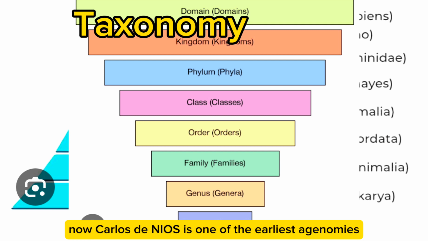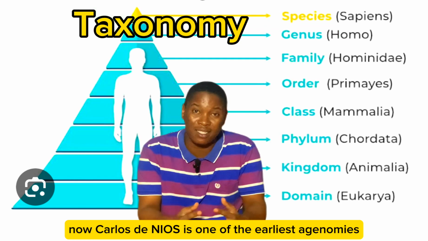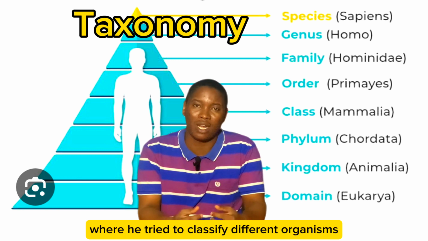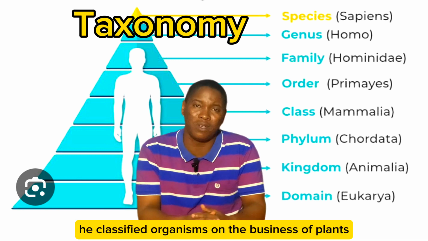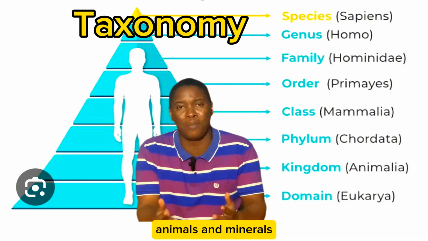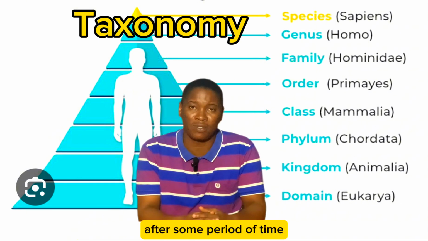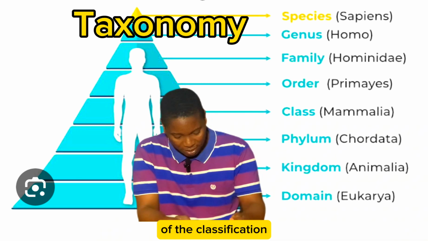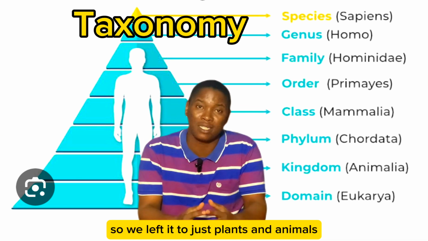Now, Carlos Linnaeus is one of the earliest taxonomists. He was the one that designed a method where he tried to classify different organisms. At the beginning, he classified organisms on the basis of plants, animals, and minerals. After some period of time, minerals was jettisoned and was no more part of the classification. So we left it to just plants and animals.